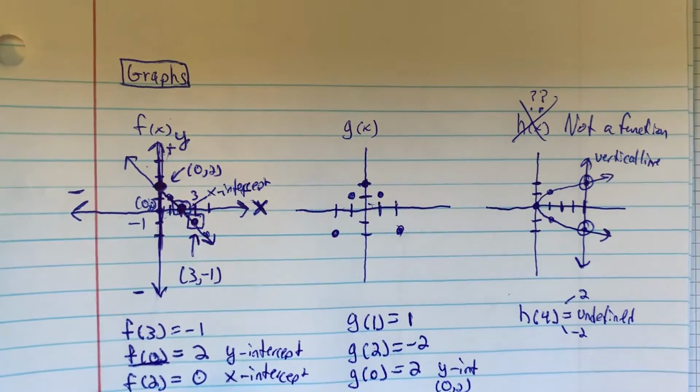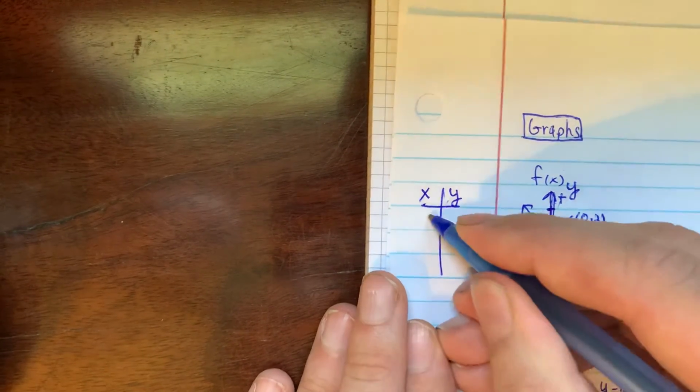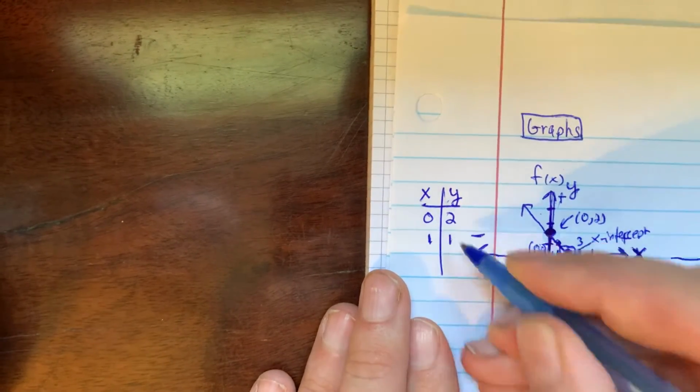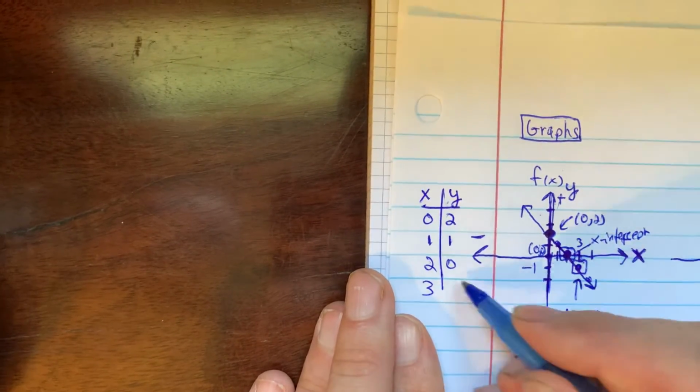I'd like to take a minute to show you that we can represent a function multiple ways. All of these graphs we could make tables of. So let's look at f of x. We could make a table of inputs and outputs. I could say when x was 0, y was 2. When x was 1, y was 1. When x was 2, when the input is 2, the output is 0. When the input is 3, the output is negative 1.